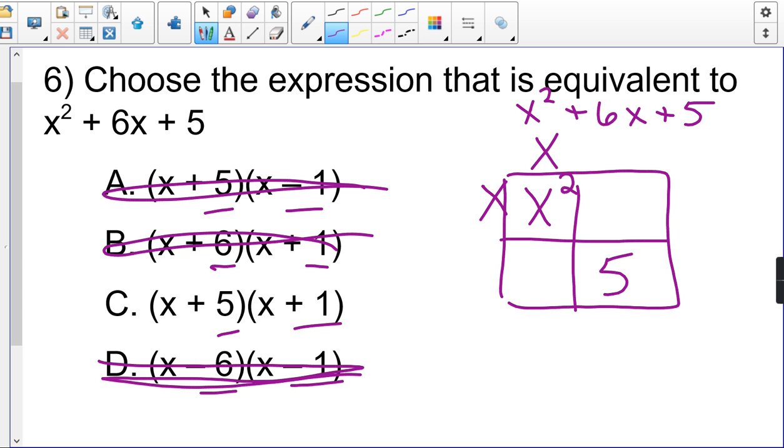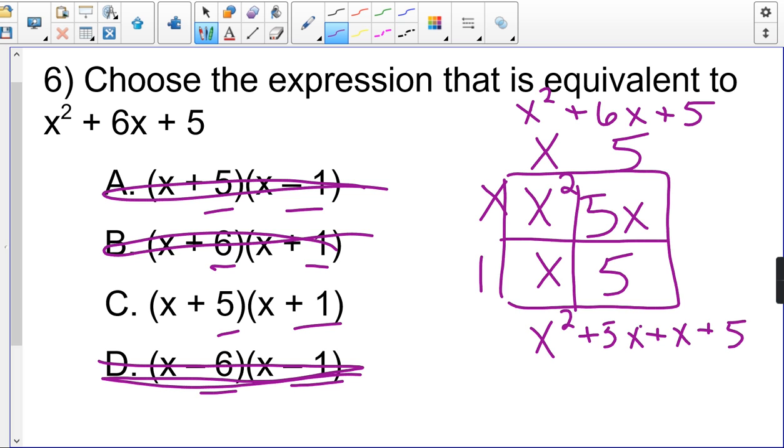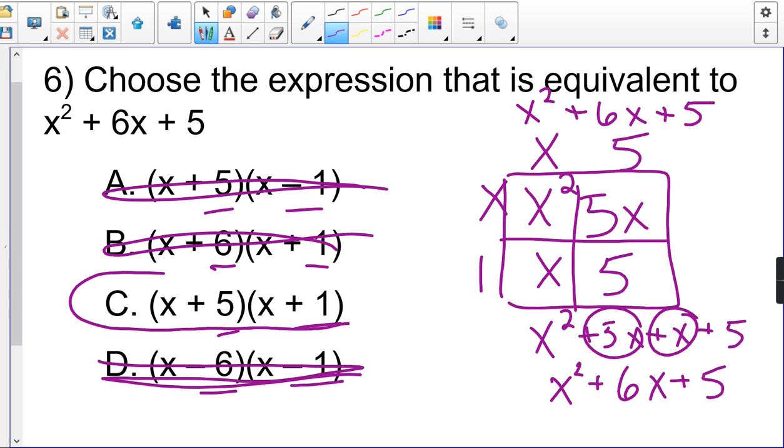So I see the only possible option to multiply to get the last term of 5 is choice C, x plus 5 and x plus 1. And let's see if that works. 5 times x is 5x. 1 times x is x, so inside this box I have x squared plus 5x plus x plus 5. And if I combine the two x terms, that's 6x. So I have x squared plus 6x plus 5, which was our question. And that came from this choice, x plus 5 times x plus 1.